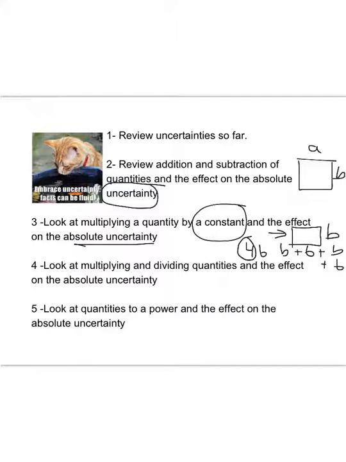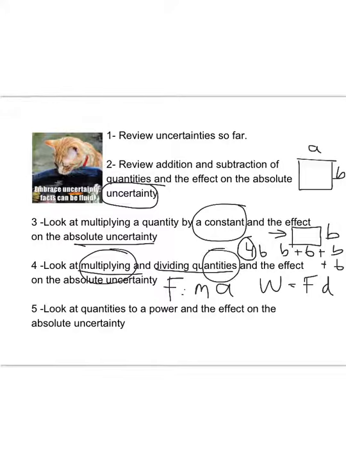The next thing we're going to do is look at multiplying and dividing quantities, which is the most common exercise that you'll be doing. So when we're trying to work out things like force equals mass times acceleration, or work equals force times distance, this is what we mean by multiplying quantities. What is the absolute uncertainty in your values of F and work? How do we calculate those?